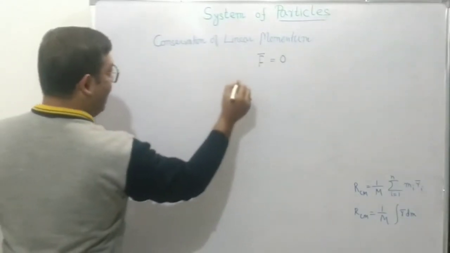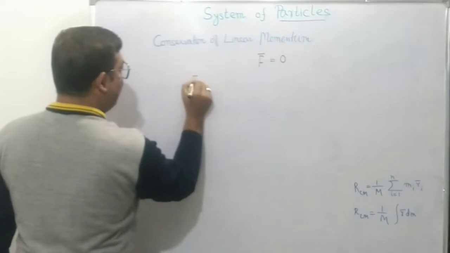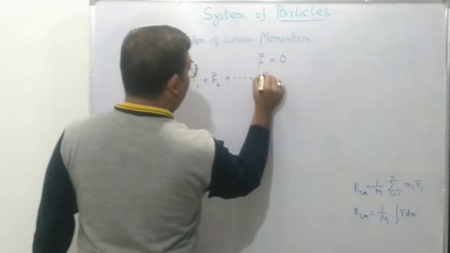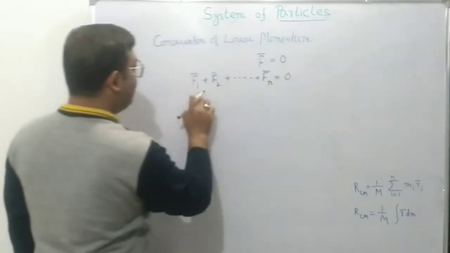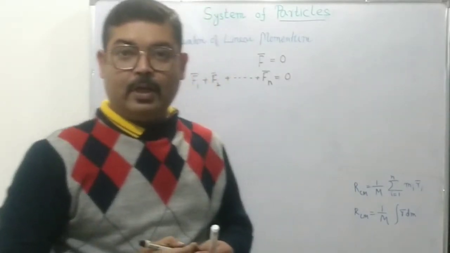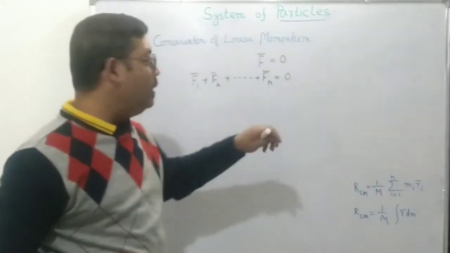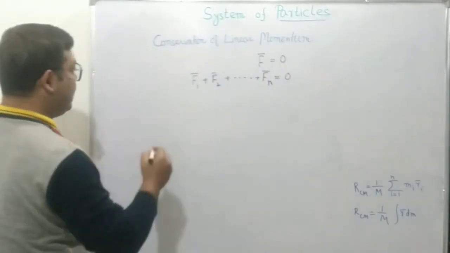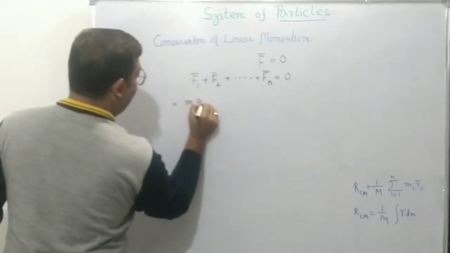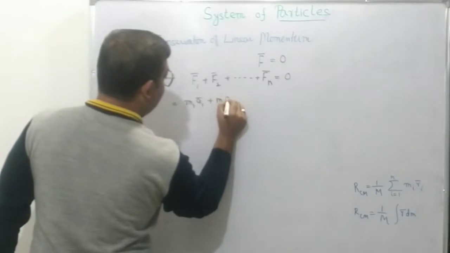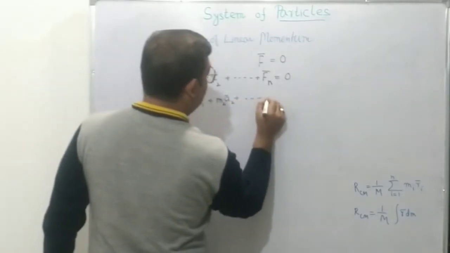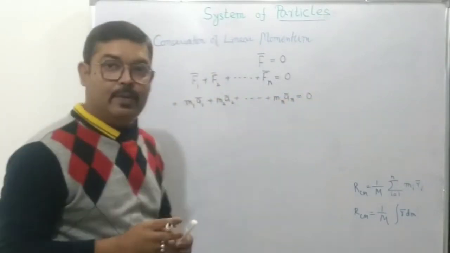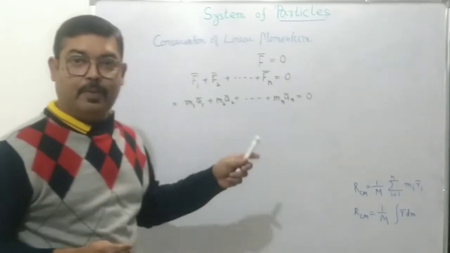But we have seen that F total or F external is actually the sum of F1 plus F2 and so on till Fn for an n particle system, the force acting on each of the individual masses or each of the particles of the system of particles. These forces should sum up to 0, which means that m1 into a1 plus m2 into a2 till mn into an equals 0.